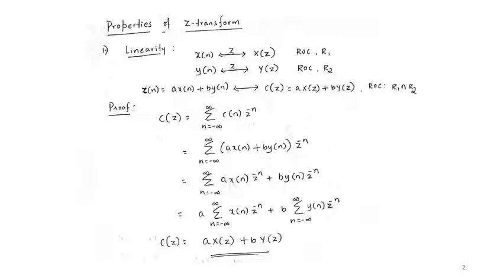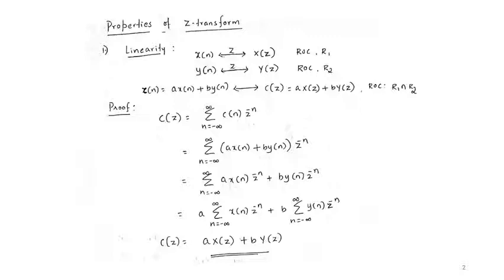Now I'll multiply z to the power minus n with both the terms. Therefore the summation, n from minus infinity to plus infinity, of a into x of n z to the power minus n plus b into y of n z to the power minus n. I'll take the constant terms outside and take both the terms separately. So a into the summation over minus infinity to plus infinity of x of n z to the power minus n, plus b into the summation over minus infinity to plus infinity of y of n z to the power minus n.